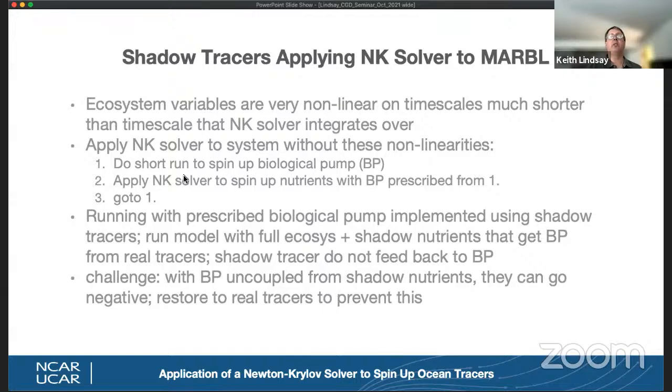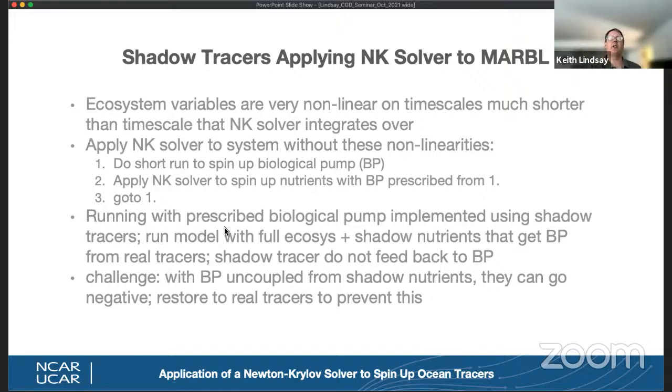What we can do is a short run to spin up the ocean's biological pump that generates source and sink terms for things like nutrients and oxygen. Then apply the Newton-Krylov to spin up nutrients and oxygen with the biological pump from that first step. When you're doing that, we're not changing the biological pump. So we're using a fixed biological pump and spinning up the tracers with respect to that fixed biological pump. And then we iterate. Once we have spun up nutrients, we respin up the biological pump and we iterate this. So this is another iteration in our nested iterations.